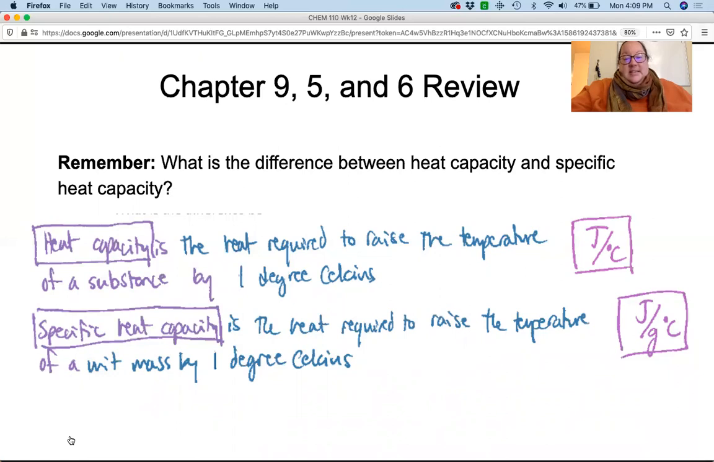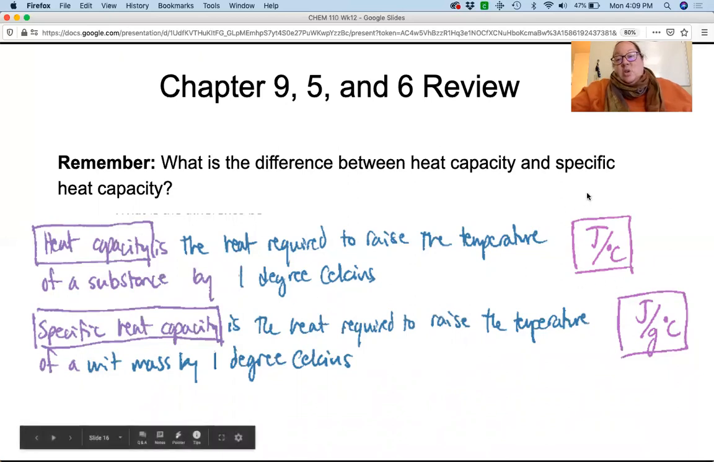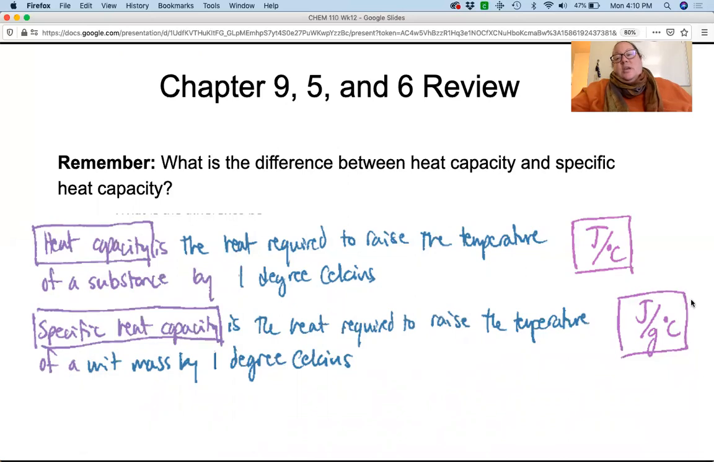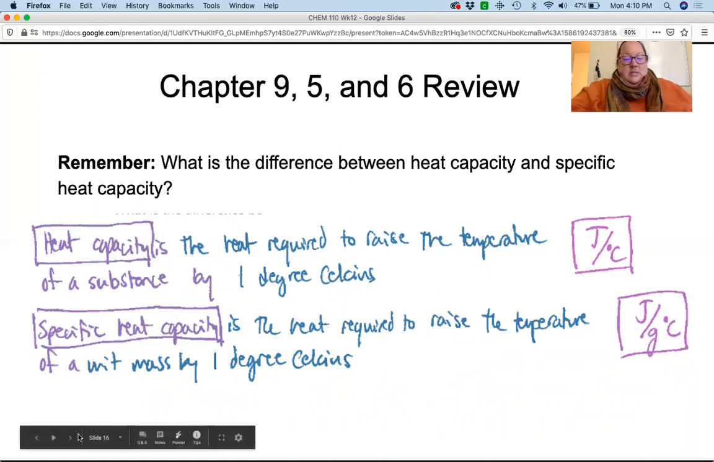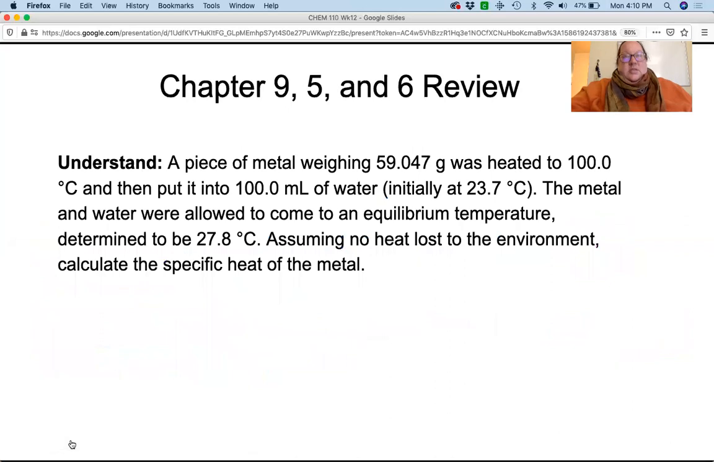Specific heat capacity is the heat required to raise the temperature of a unit mass by 1 degree Celsius, or joules per gram degree Celsius. Notice this has 2 units that make up the derived unit, whereas this has 3 units that make up the derived unit. We'll see that reflected in the equations for both heat capacity and specific heat capacity. So let's put our new knowledge into action.